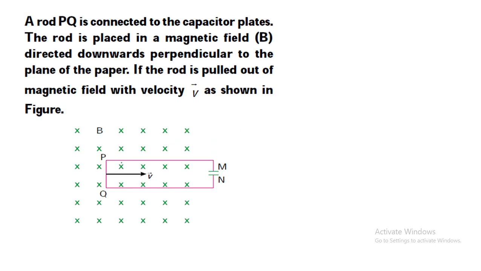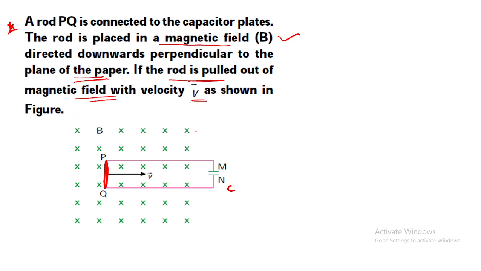Try to imagine yourself. See, there is a rod PQ, right? It is connected to a capacitor. Here there is a capacitor. Can you see this is a capacitor? And the rod is placed in a magnetic field. The magnetic field is already there, directed perpendicular to the plane of the paper, inside the screen. Now the rod is pulled out, with the magnetic field as shown in the figure.